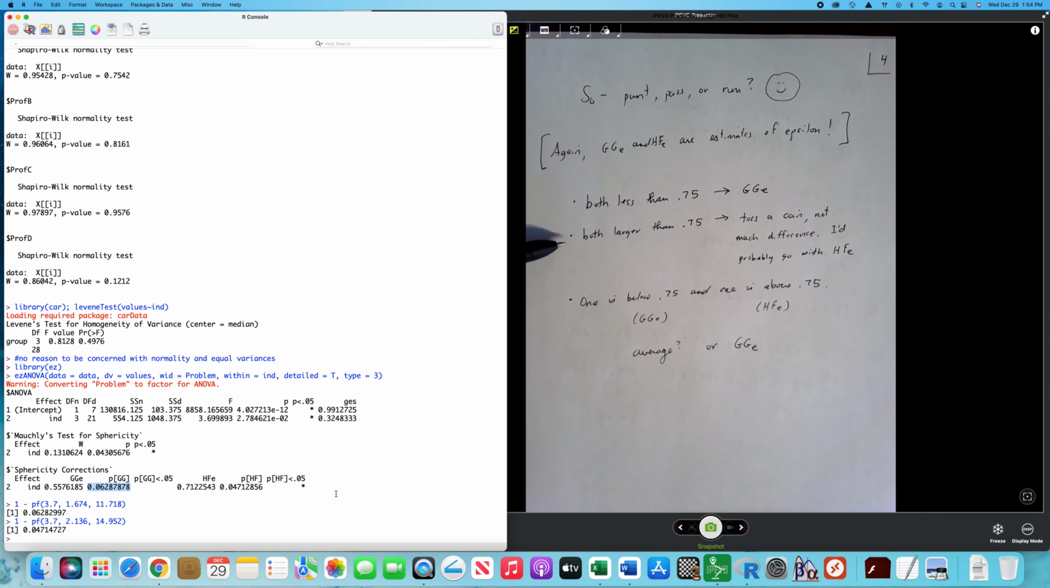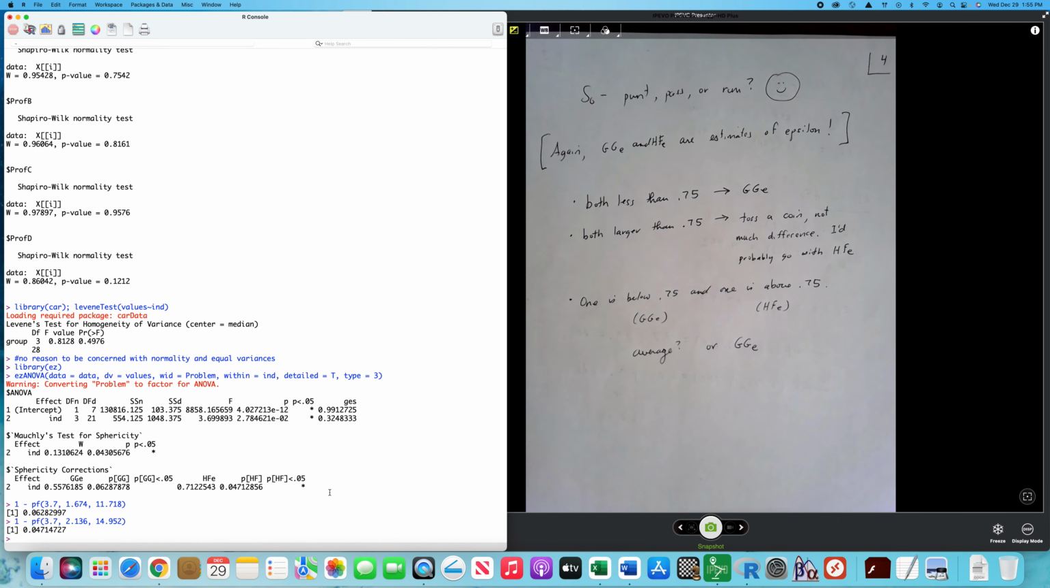If both are larger than 0.75, I kind of say toss a coin because it really doesn't make a lot of difference. The standard procedure, I guess, is to go with the Huynh-Feldt. And in this case, I would report the adjusted p-value at 0.047. So we do have statistical significance.